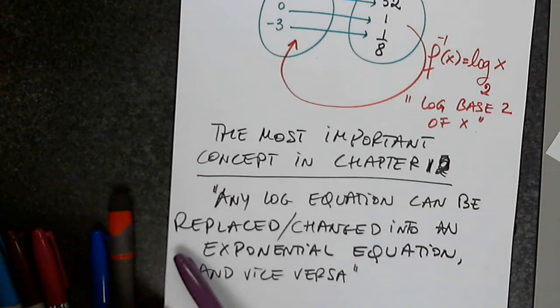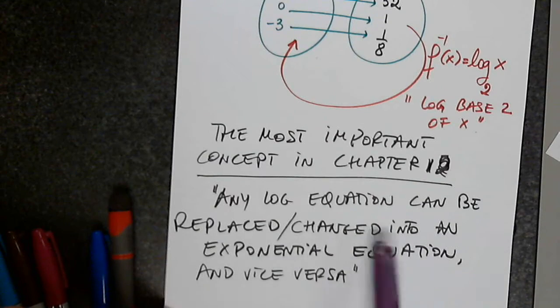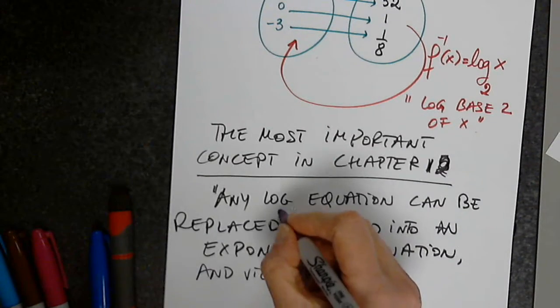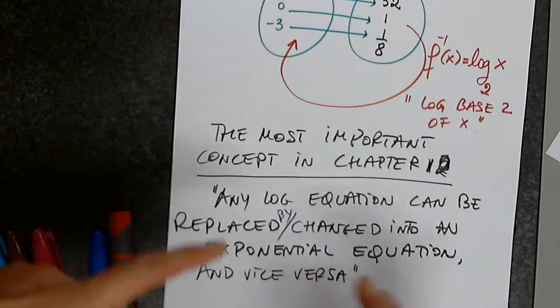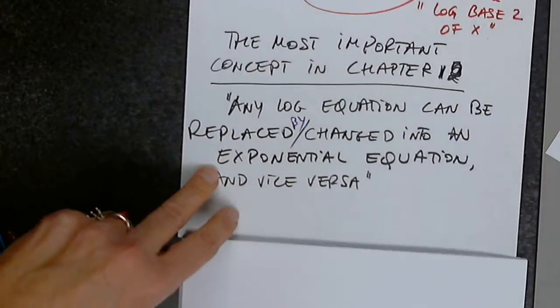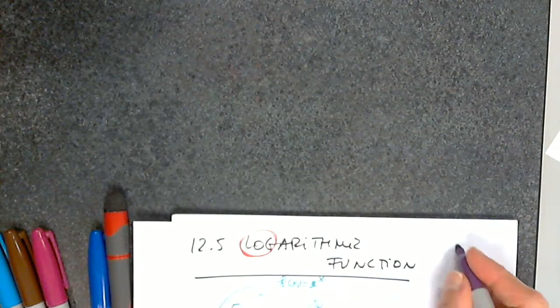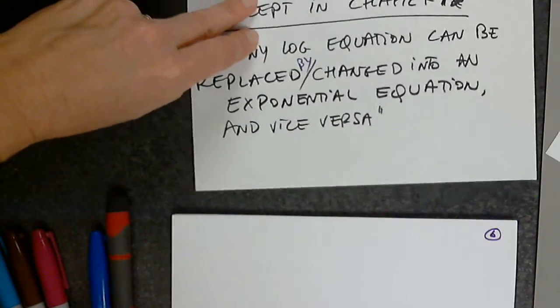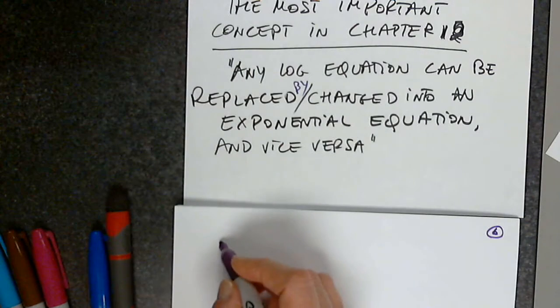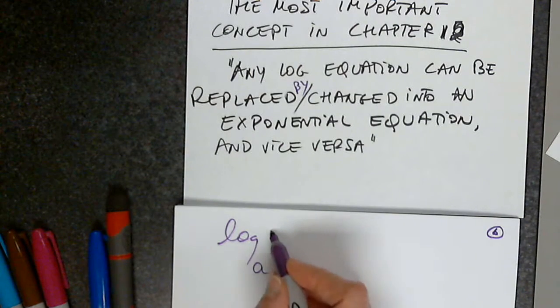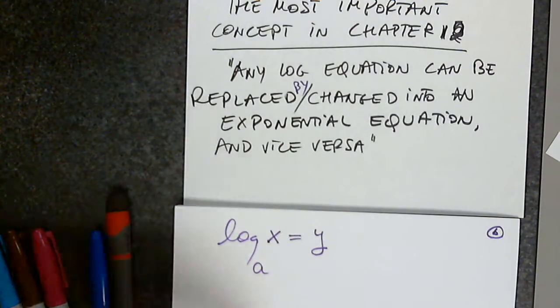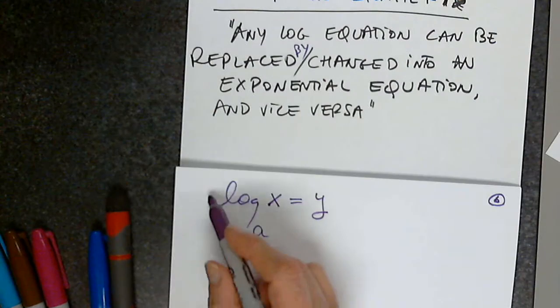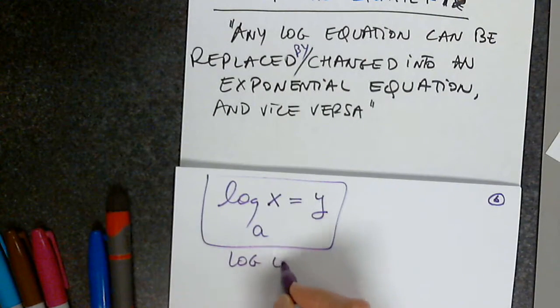So any log equation can be replaced by or changed into an exponential equation and vice versa. But this is in words. So how do I translate this into mathematical symbols? So here it is. Log base a of x is a number y. This is the log equation.